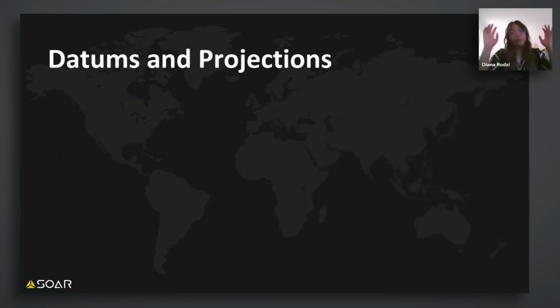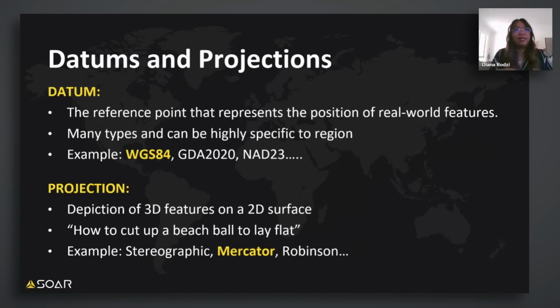Now, I've talked a little about the spatial context. This is what I need: datums and projections. That is the geographic information that we want to input into the image, right? So what is a datum? A datum essentially is a reference point that represents the position of real-world features. So you've got an image, and you're putting a dot on it, and you're telling it what coordinates that dot on the image is in real life.